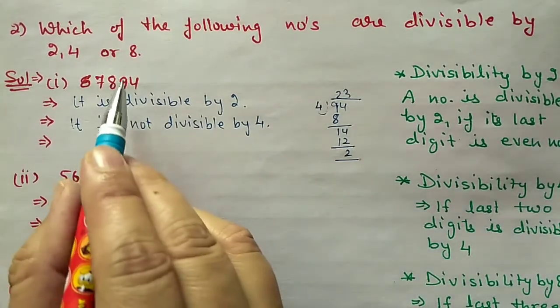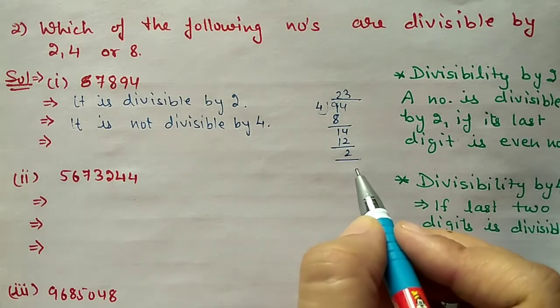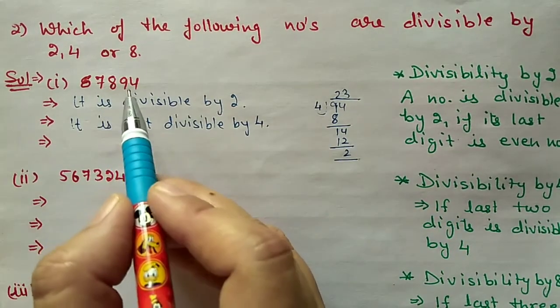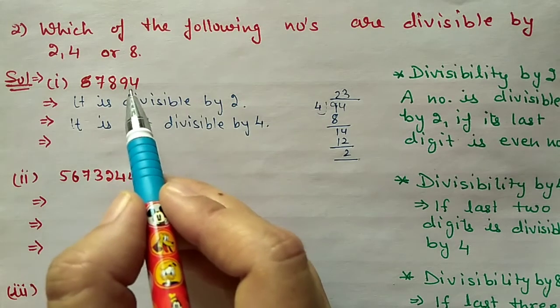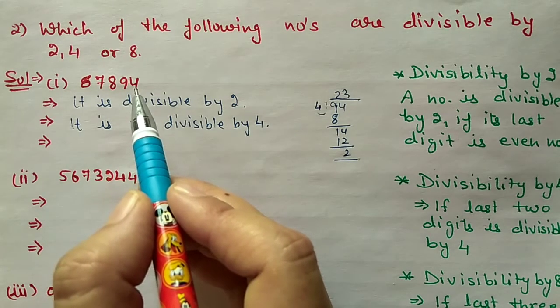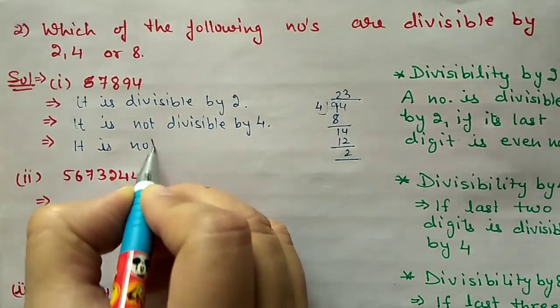Then for 8 we have to check the last 3 digits, 894. In the same way we have to check with 8 also. So 8 1s are 8, then again 8 1s are 8, and then we get 14. These 3 digits also are not divisible by 8. So we will write it is not divisible by 8.